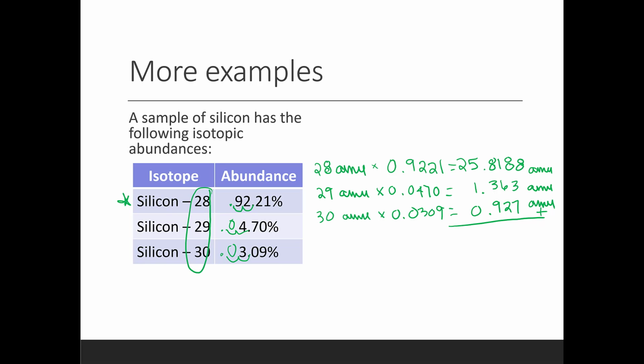All right, so we get those individual answers there, and then we add everything together. So 25.8188 plus 1.363 plus 0.927, and it gives you 28.1088, but I'm going to go ahead and round it to 28.11 atomic mass units, which again, we said it was going to be close to 28. And if we look at the periodic table, the mass of silicon is 28.0855. So again, we are right in that ballpark.